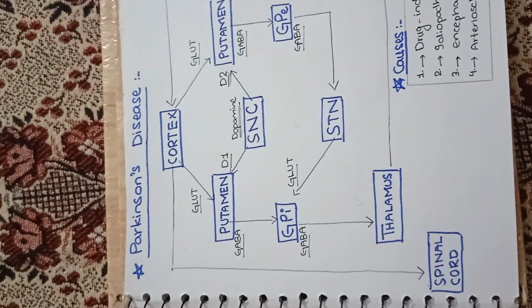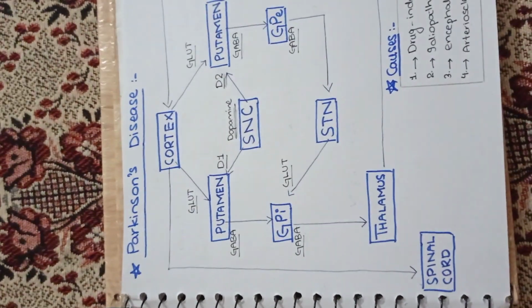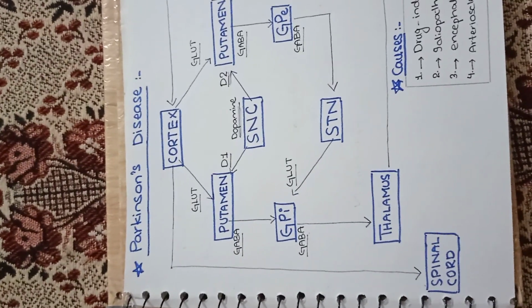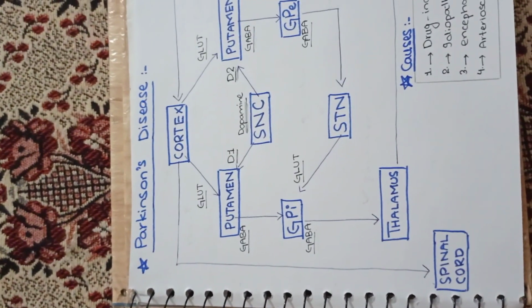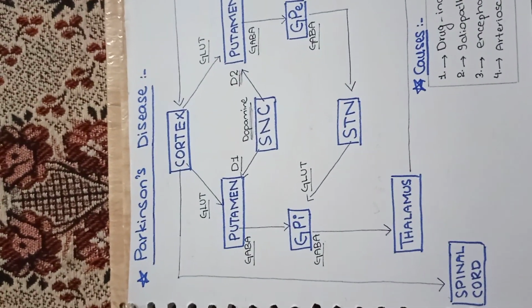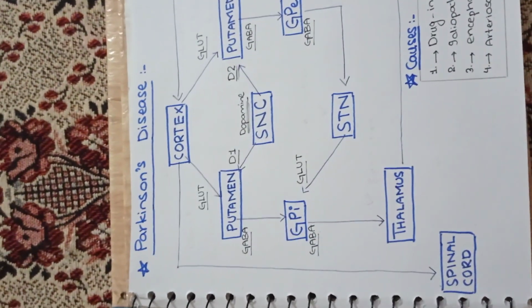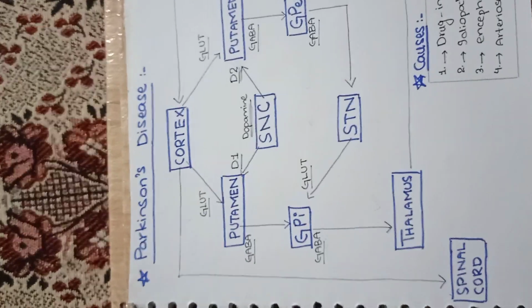So there are two pathways of the basal ganglia. One is direct and another is indirect. The direct pathway is excitatory, and the indirect pathway is inhibitory. So let's see the direct pathway first.